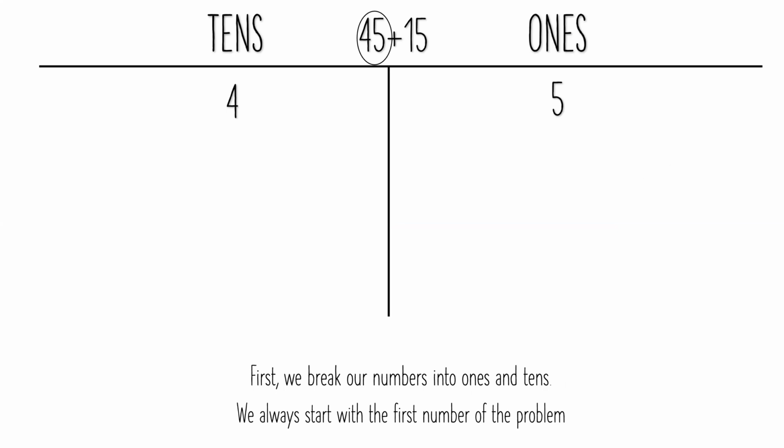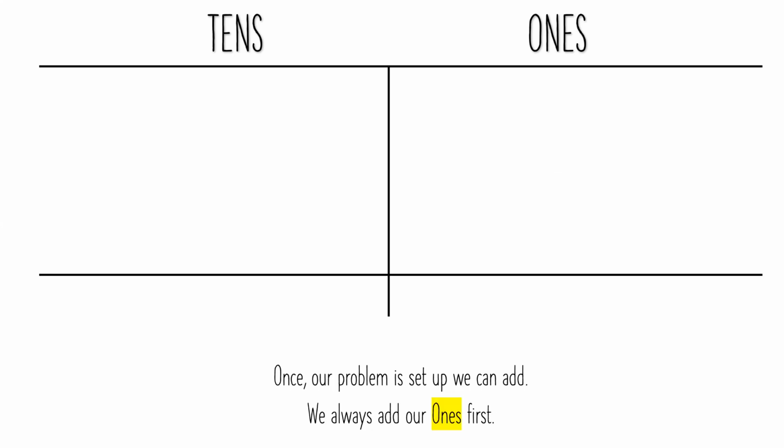And now we break apart 15. We have 5 ones and 1 ten. And this is how we set up our problem before we begin to add. Okay, once your problem is set up, we add our ones first. We always add our ones first.